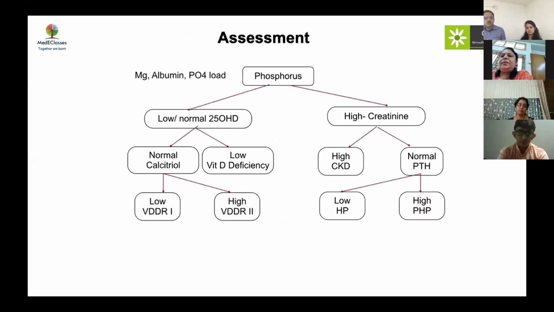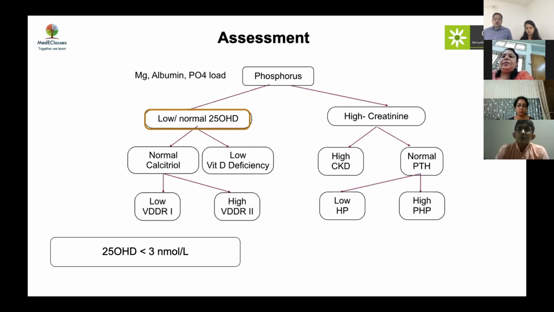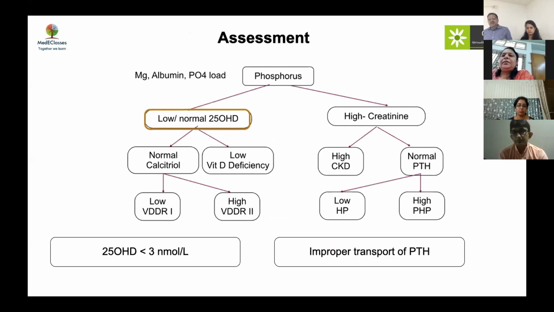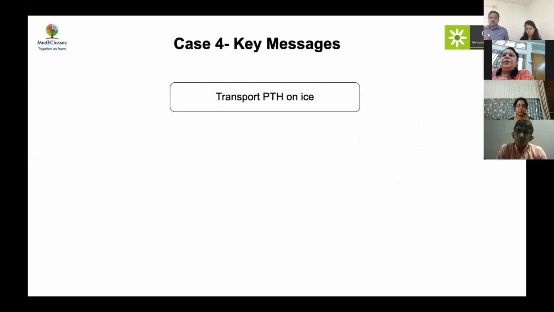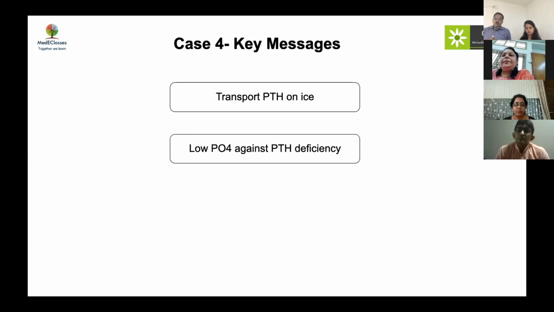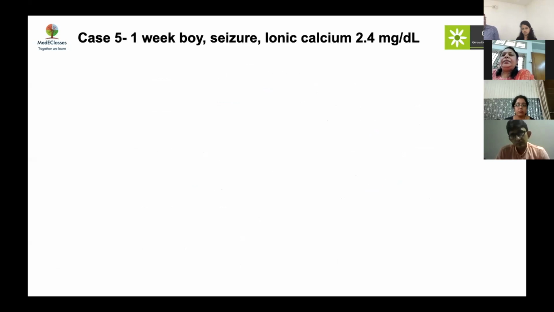So basically what we need to understand is that we expect low phosphorus in a vitamin D related cause and not a PTH related cause. So vitamin D was low. When we did a proper PTH, again it was found to be normal. So again, be wary as a pediatrician to not do PTH in a lab which is just a collection center. They will take the sample and that sample will stay there for a long time and be degraded, and that could be a problem. So the key message basically here is to transport PTH on ice. Low phosphorus is against PTH deficiency as a cause, and that's the big message we like to give.